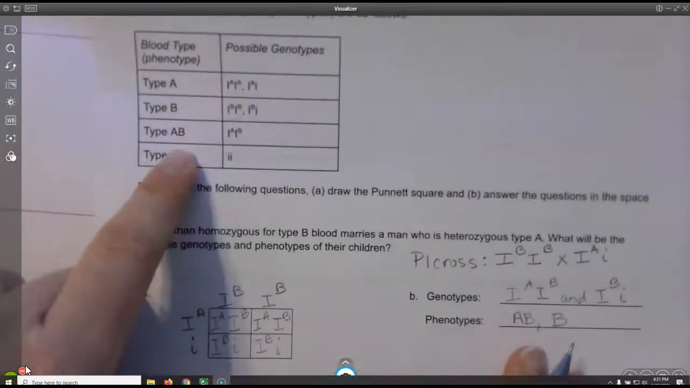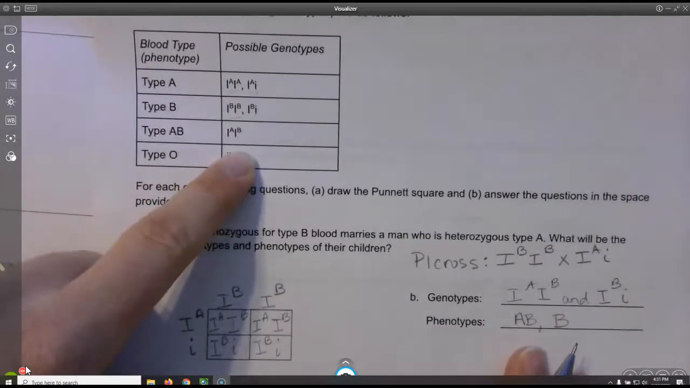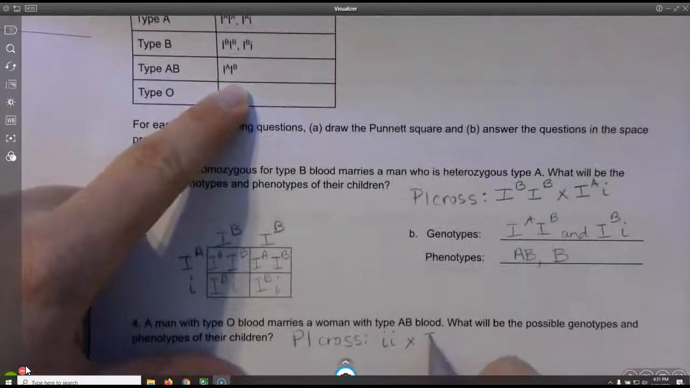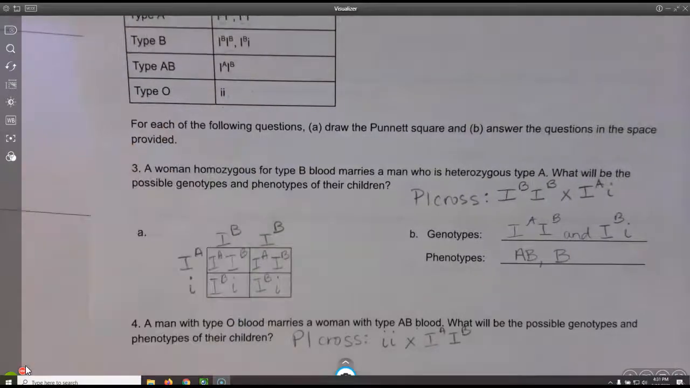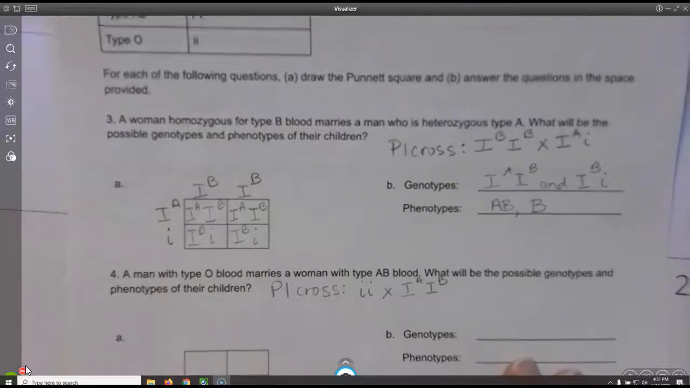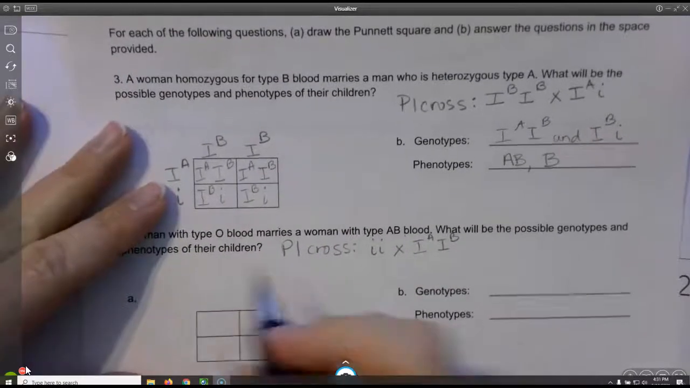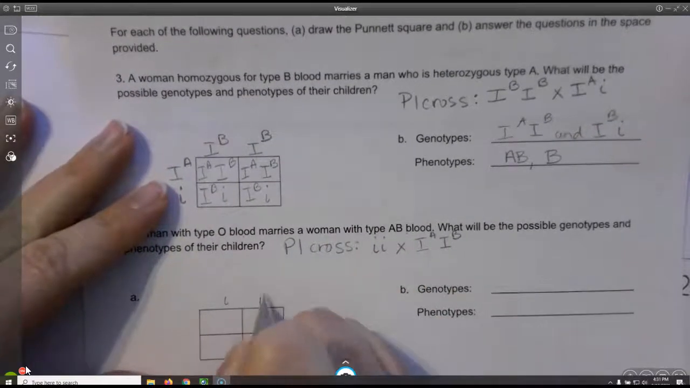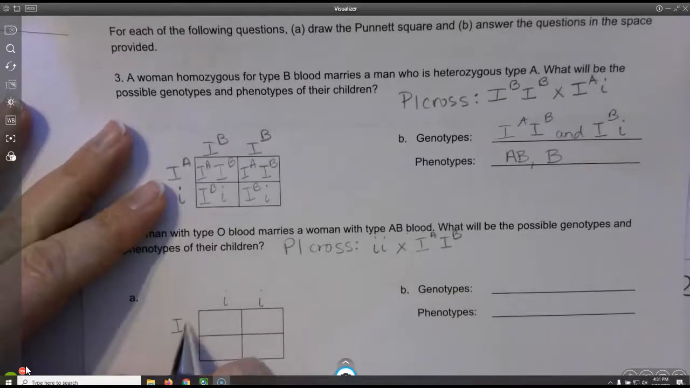Well, look at type AB, find the genotype. There's only one genotype for that one as well. So down here, you're going to copy that. Big I, big A, big I, big B, okay? What will be the possible genotypes and phenotypes of their children? So first of all, we put parent 1 on the top here, parent 2 on the side.